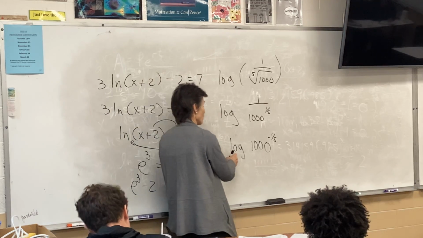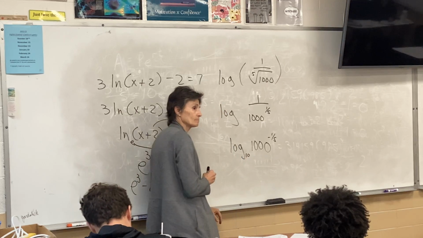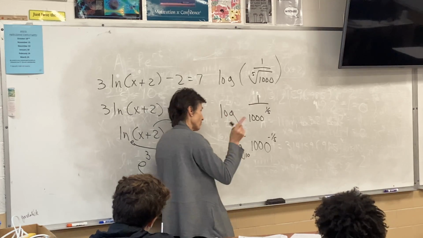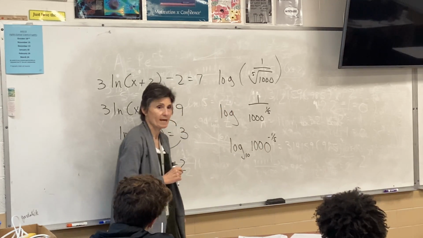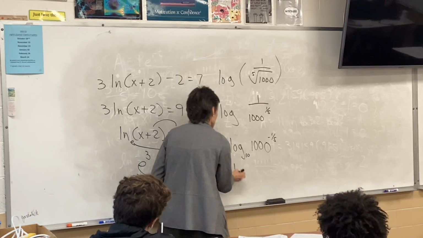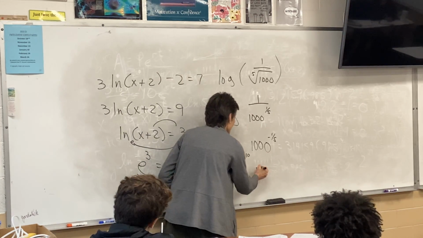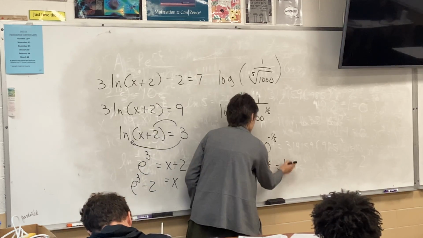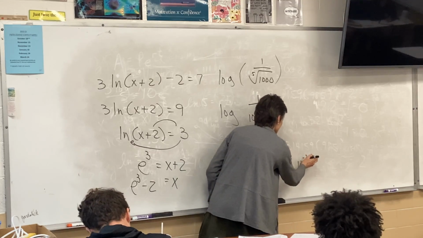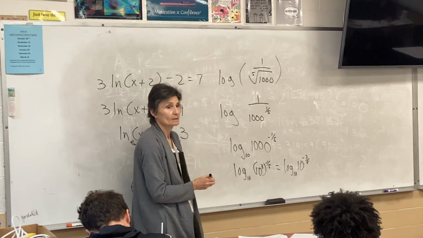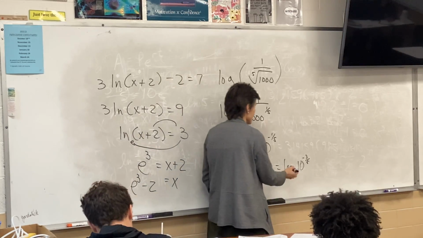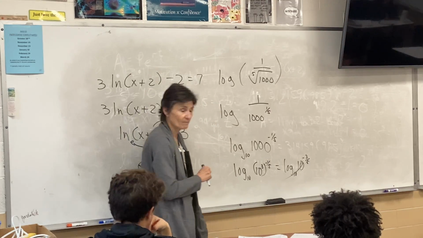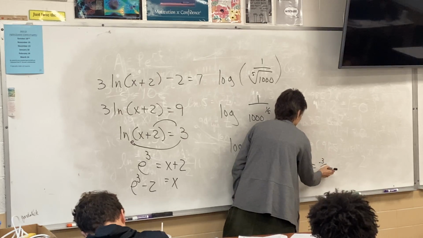The base on this logarithm is 10. So I can approach this 2 different ways. First of all, what's 1,000 relative to 10? 10 cubed. So this is the log, base 10, of 10 cubed to the negative 1/5. So it's the log base 10 of 10 to the negative 3/5. And we have a property of logarithms that says when these two match, that's it. And the answer is negative 3/5. So that's one way to do it.